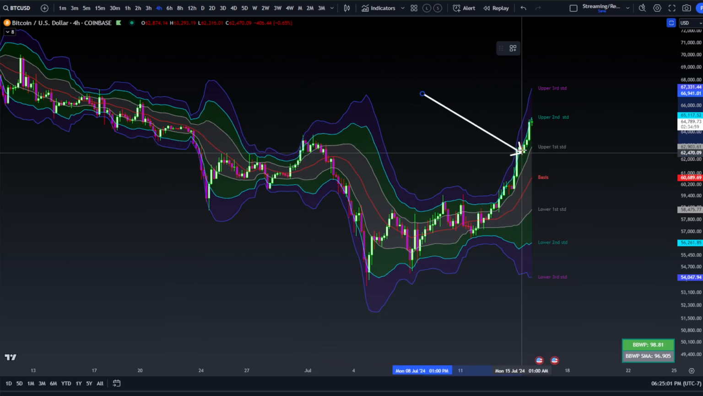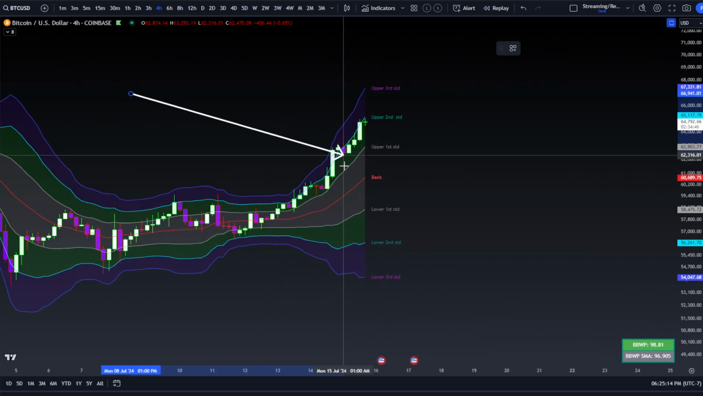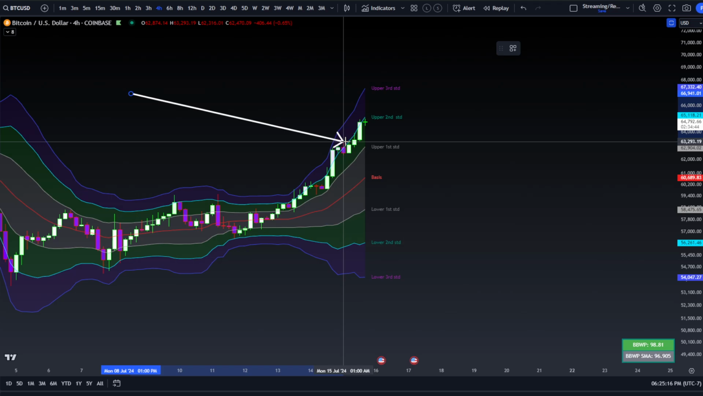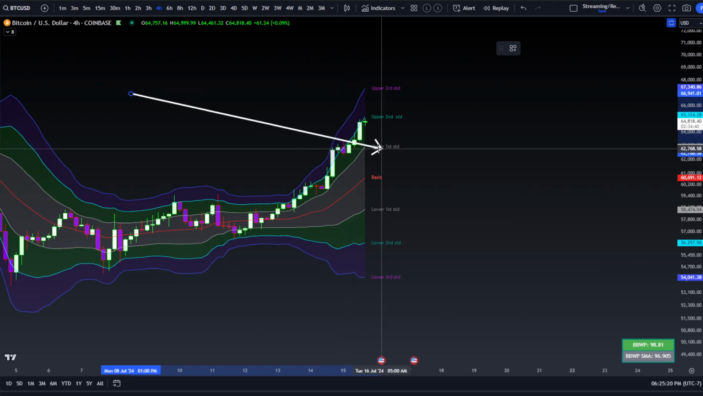We also have an order block here in that zone, right around 62.5. What's this? 62,300 to around 63,300. So is that really a $1,000 candle? Yeah, it's 62,300 to 63,300. So we've got a nice order block candle here, and it's right by the upper first.